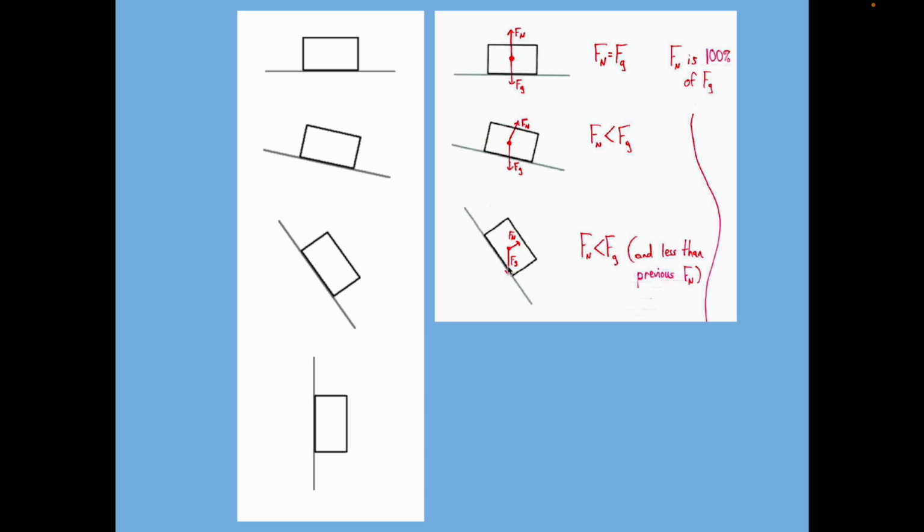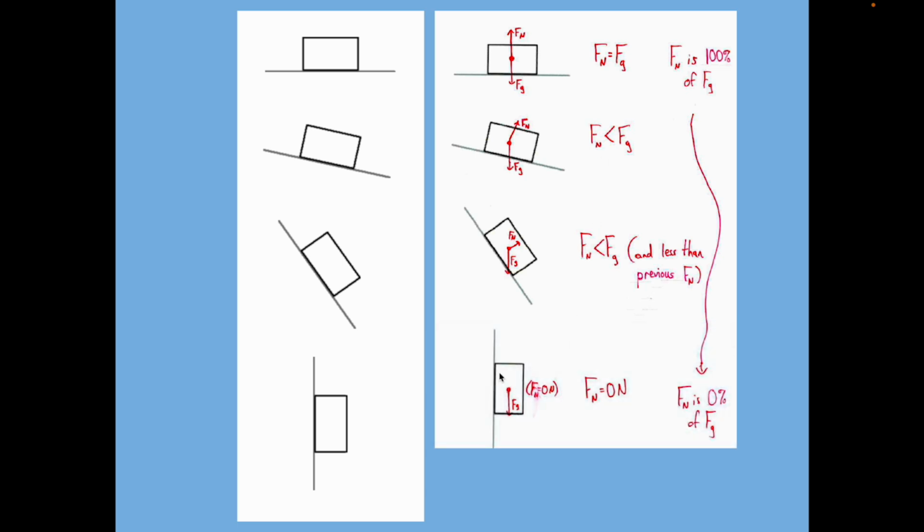As we tilt it more and more, it's being pulled into the surface less and less. So with less and less force into the surface, it won't push back as hard. So normal force gets smaller and smaller until, if it's a vertical surface, and there's nothing actually pushing the object in, our normal force will equal 0. So at this point, we've gone from 100% of gravity down to 0% of gravity.